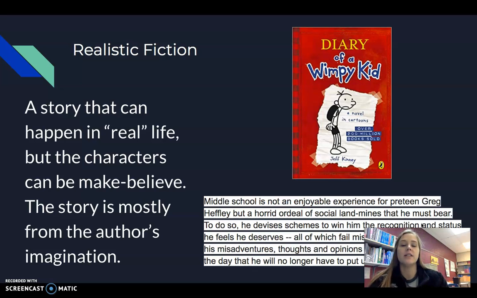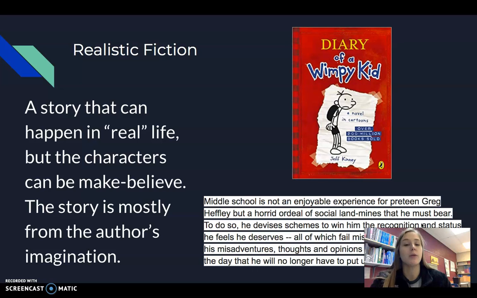Our next genre is realistic fiction. Realistic fiction is a story that can happen in real life, but the characters can be make-believe. So in realistic fiction, we don't have anything that couldn't actually happen. So we don't have magic, we don't have talking animals, everything could happen, but the characters in the story are made up. The story is mostly from the author's imagination.